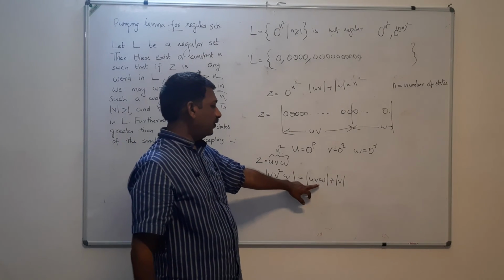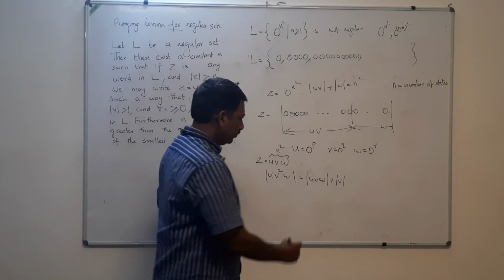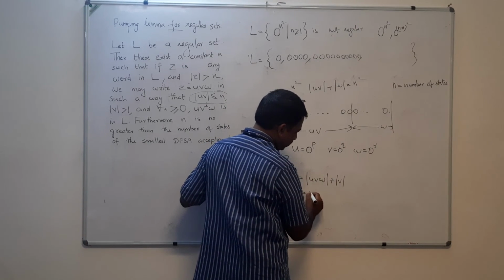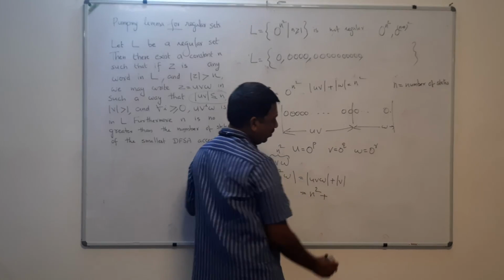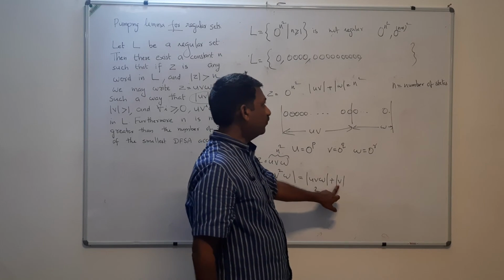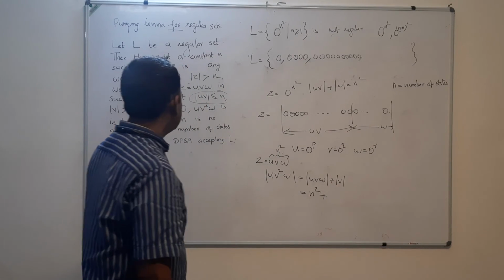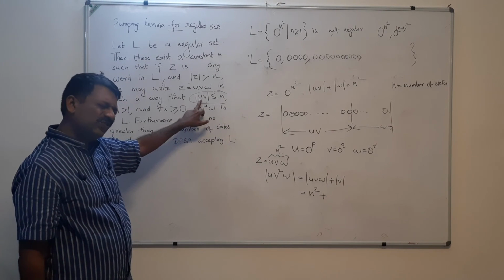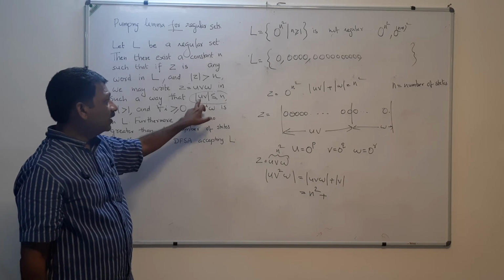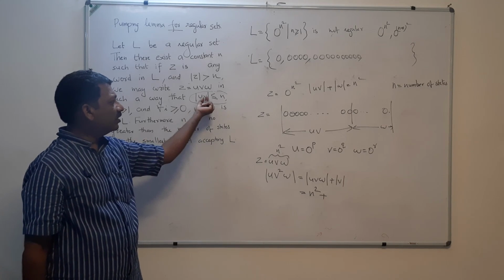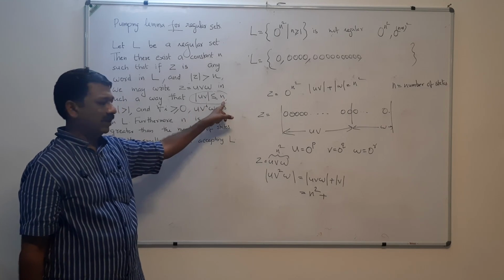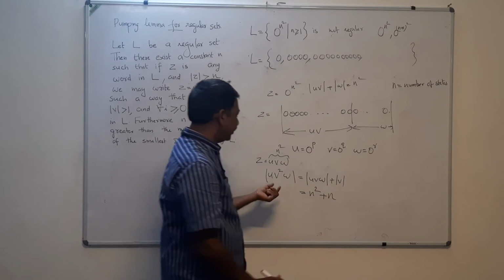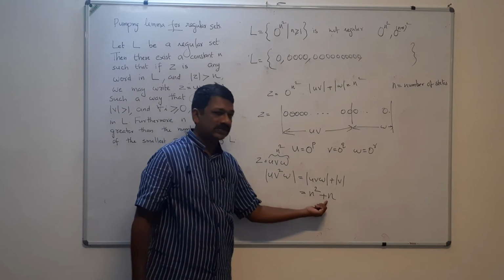Okay. What is length of u v w? Length of u v w is n square, as per our assumption, n square number of zeros, plus what is the length of v? As per our assumption, modulus of uv less than or equal to n, and even if the maximum length of that v is n. Maximum length of that is n. That means length of u v square w is n square plus n.